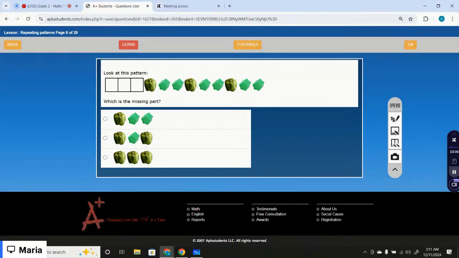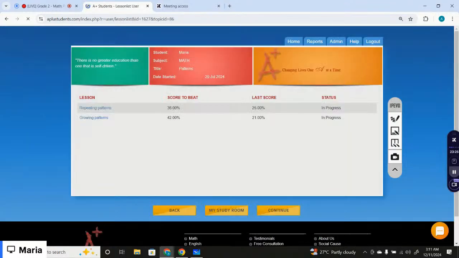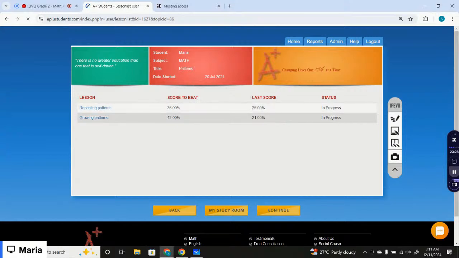Option number one is the correct option. Okay, you can complete the lesson by yourself later today. Let me just move on to the next lesson, that is growing patterns. So let's just see how the pattern is growing, what the growing patterns are and how the patterns are growing.